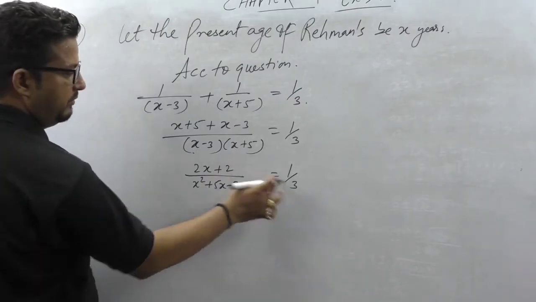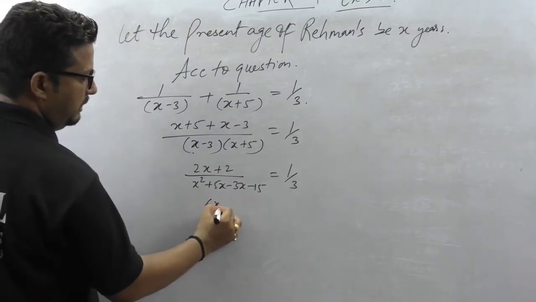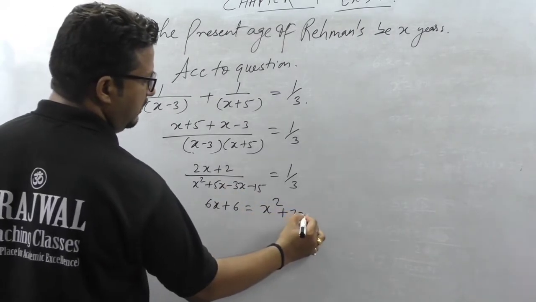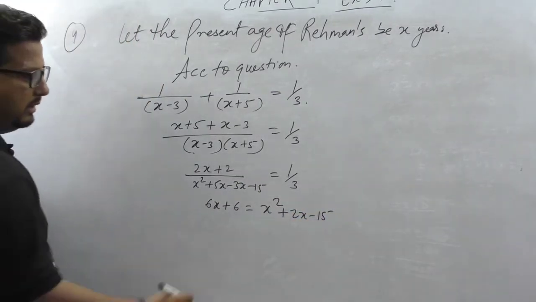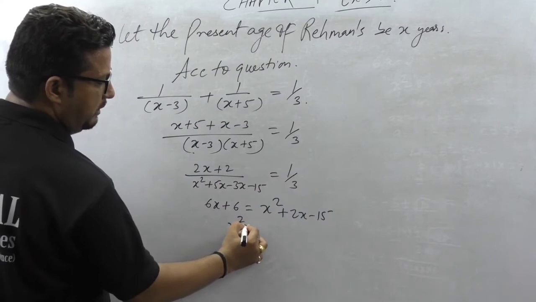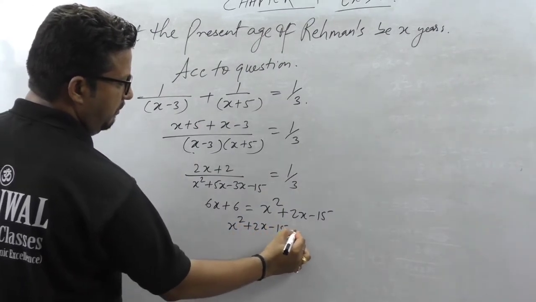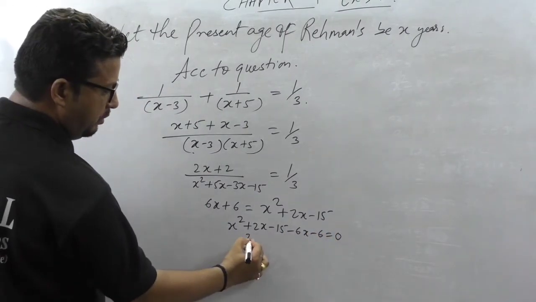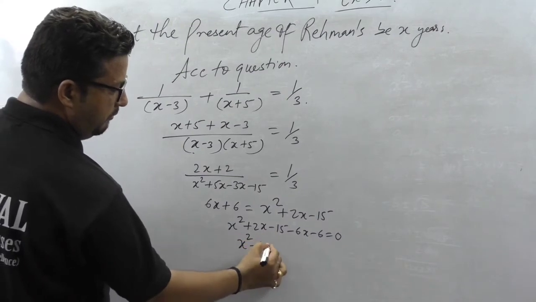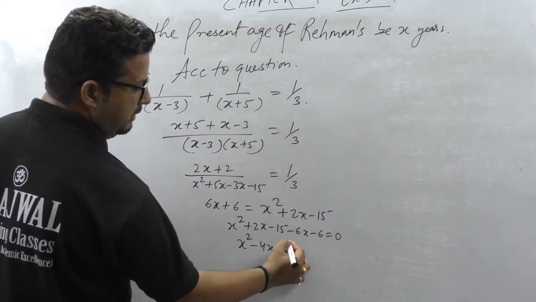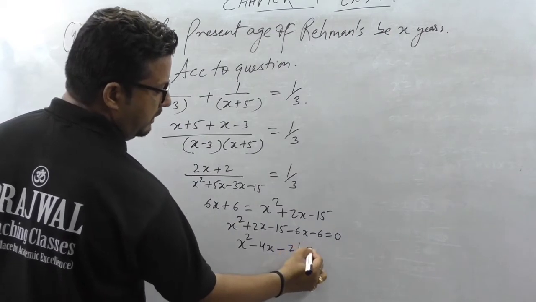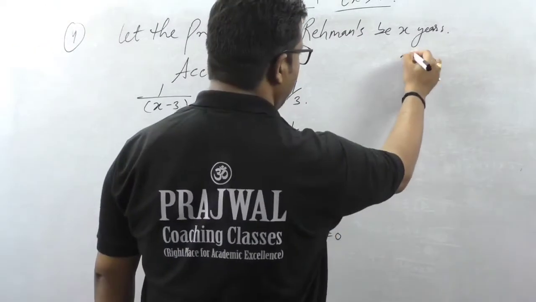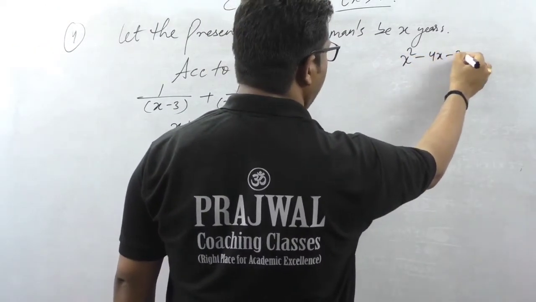Alright, now cross multiply. If you shift this 3 that side, it will be 3 into 2, that is 6x. 3 into 2 is 6, and here you have x square plus 5 minus 3, how much, 2x minus 15. Any doubt? Now if you shift this value that side, it will be x square plus 2x minus 15 minus 6x minus 6 equal to 0. And now it will be x square, 6 minus 2 is how much, 4x, and 15 and 6 we can add with negative sign, it will be 21. Okay, so this is the equation we got. Now it is x square minus 4x minus 21 equal to 0.